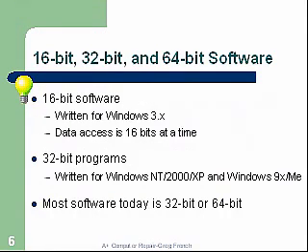16-bit, 32-bit, 64-bit software. 16-bit software was written for Windows 3. Data access is 16 bits at a time. The 32-bit programs were written for Windows NT, 2000, XP, and also Windows 9X and ME. Most software today is 32-bit, and we're moving to 64-bit.